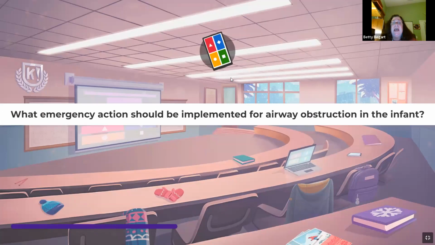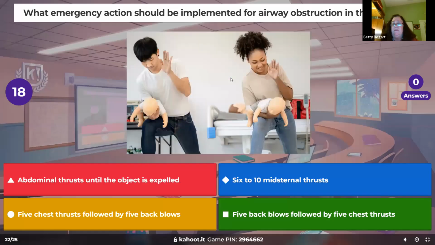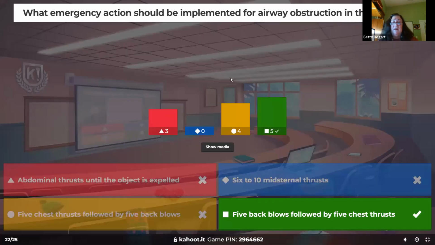What emergency action should be implemented for airway obstruction in the infant? So it's 5 back blows and 5 chest thrusts.